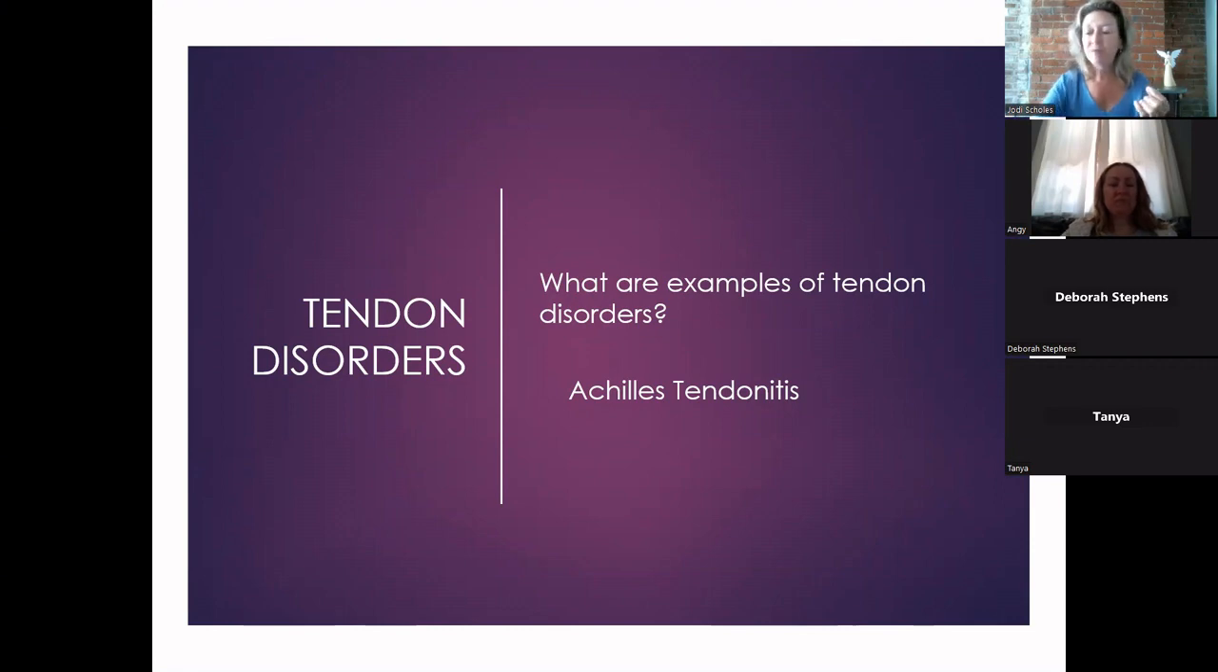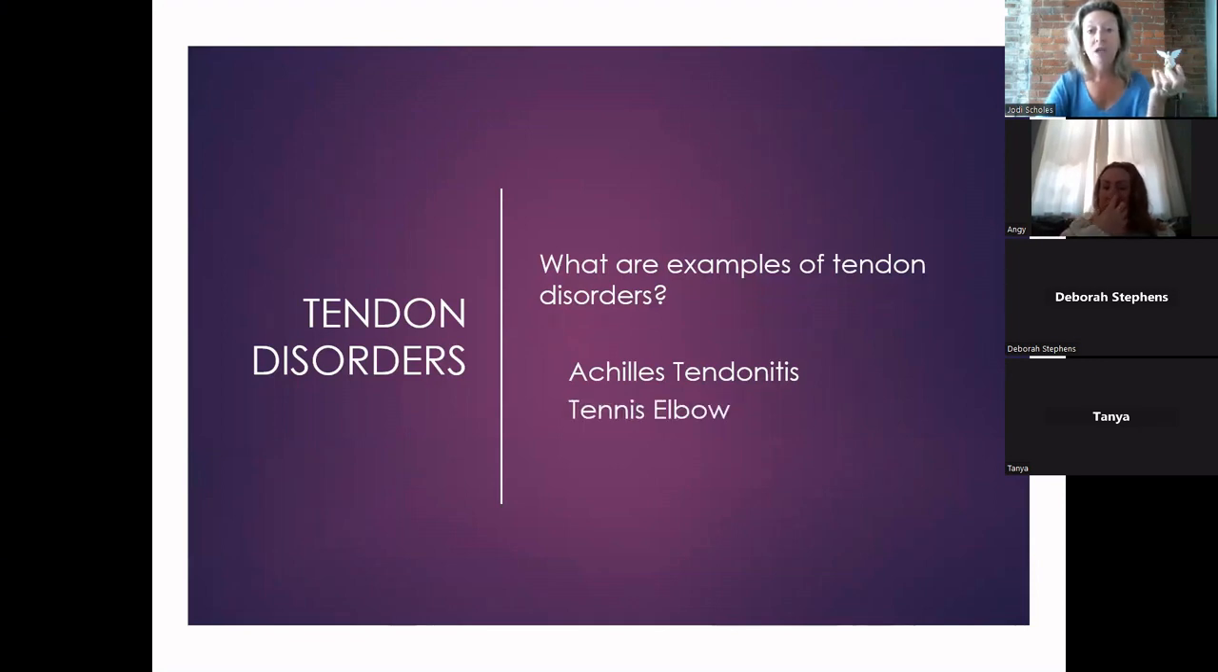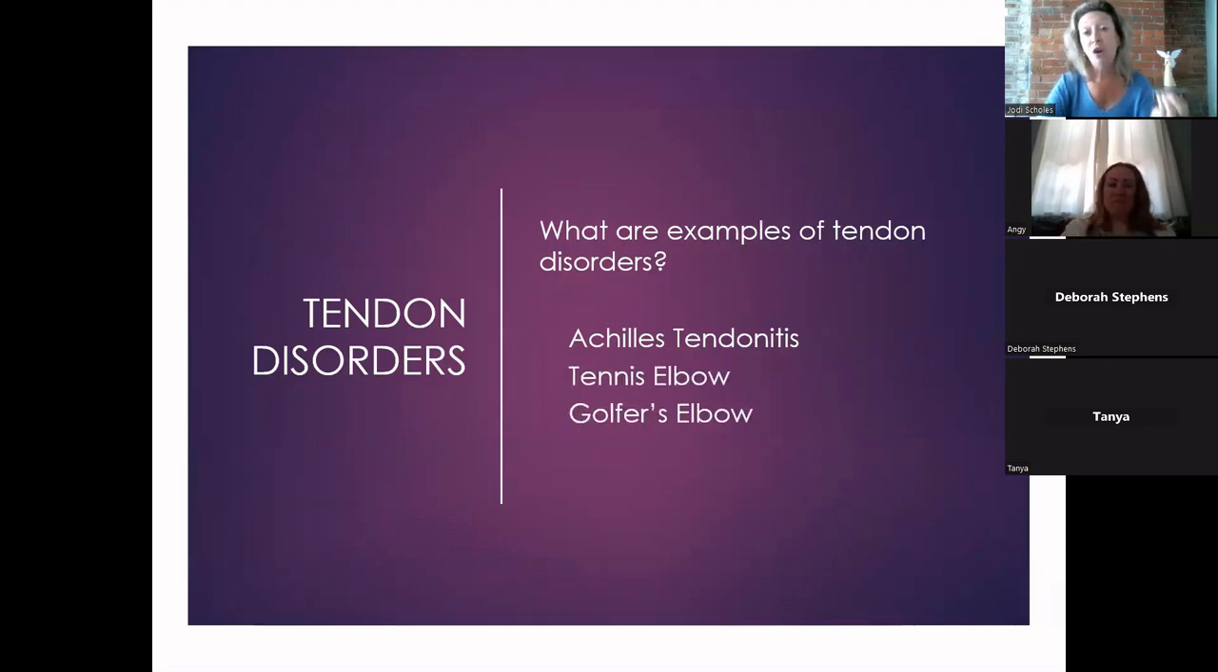And that's a word that you may see on your MBLEx to try and throw you off. Tendon disorder. Is that even a category? It might be. So examples of tendon disorders: Achilles tendonitis, tennis elbow, golfer's elbow. These are all pathologies of a tendon. So a tendon disorder.